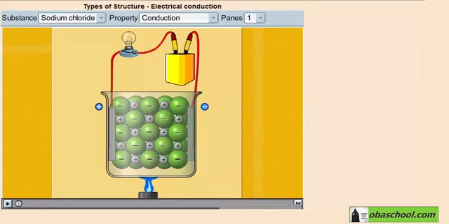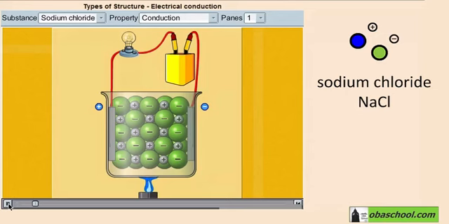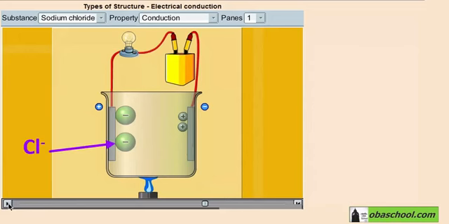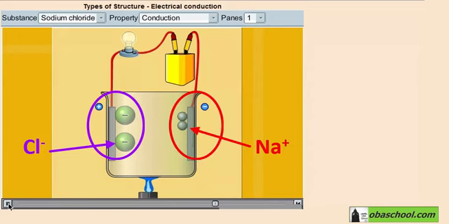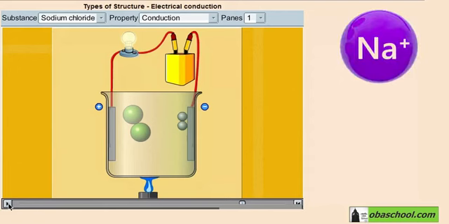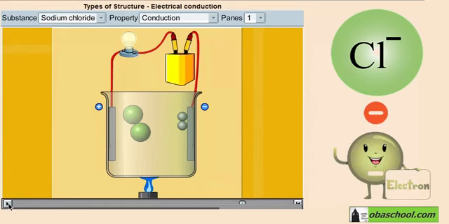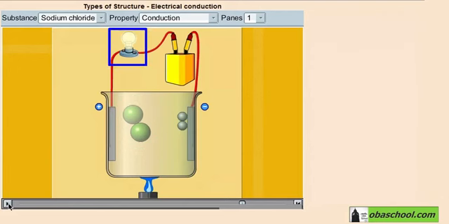Let's check this animation about electrical conduction of ionic crystals. Here we have sodium chloride, NaCl. So when molten, the crystal will be broken and we have free ions which are Cl- and Na+. Cl- will be attracted to the positive electrode, whereas Na+ to the negative electrode. The sodium ions Na+ will gain an electron from the negative electrode, whereas the chloride ions will lose an electron at the positive electrode and will combine to form Cl2 molecules. Notice now the light of the bulb.